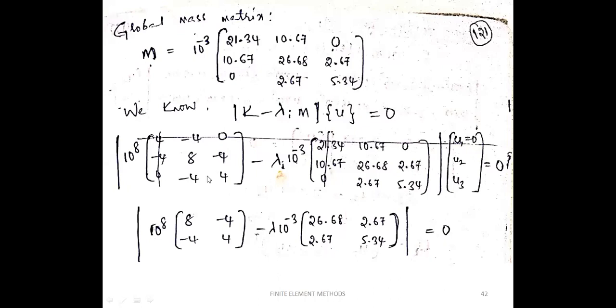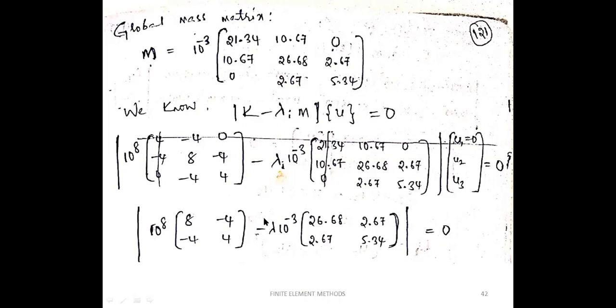Therefore K is reduced to 2 by 2, and lambda into M is reduced to 2 by 2, and that must be equal to 0. Because u2 and u3 exist, they are sent to the other side, and it becomes 0 into something, which is 0. Therefore the determinant of (K minus lambda M) must be equal to 0. This is the approach to find the lambda values, because we converted this free vibration problem into an eigenvalue and eigenvector problem. From the determinant of (K minus lambda M) equal to 0, it is possible to find the lambda values.